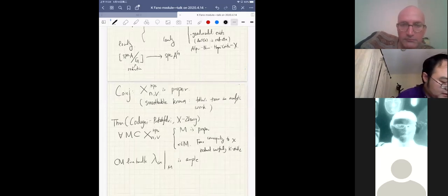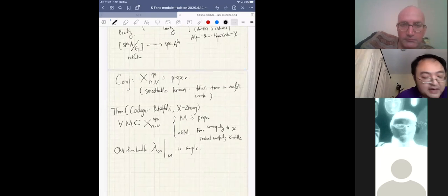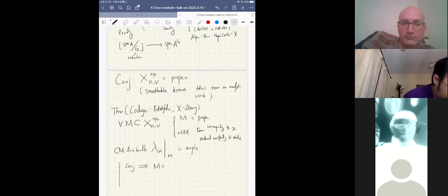So we got the positivity of the same Lie bundle on this M. Let me just give some remarks here. Basically, the conjecture, as I said, implies that we can take M to be the entire space. But so far we don't know that this is true. And so at least conjecturally, this should give the projectivity.